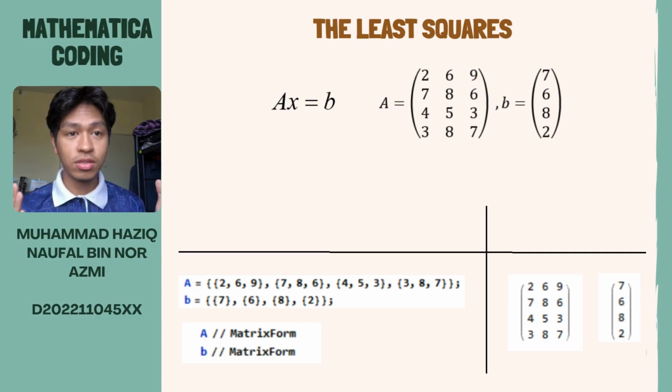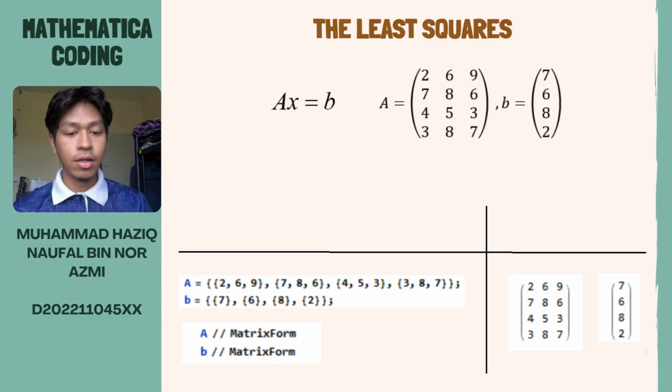So how to solve this by using Mathematica? The first step is to define the equation in the software. First, we use curly braces to define each row. In Mathematica, matrices are represented as a list within a list. So for matrix A, we enter it row by row. The first row is 2, 6, 9, followed by the next row, and we end the line with a semicolon.